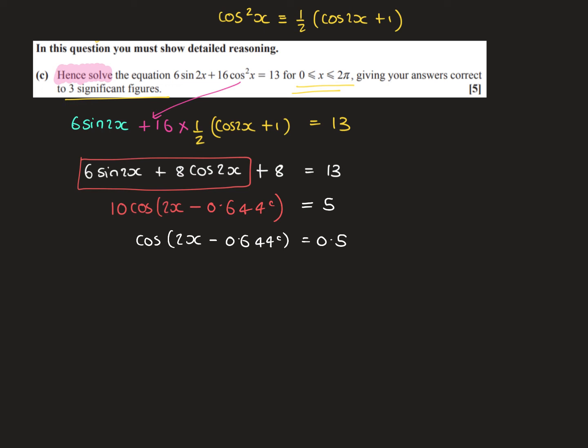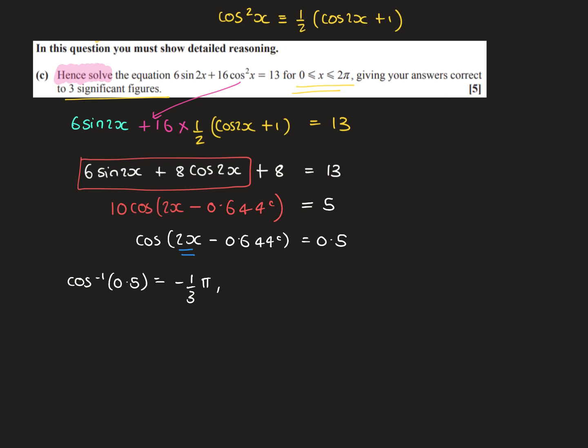Now, note that there is a 2x here, which means ultimately answers will be divided by 2, and this doubles the frequency, so we're going to have 4 answers potentially rather than just 2 answers. So I'm going to find all the answers that fall within range. So we're going to do cos to the minus 1 of 0.5, and we're going to get all of the values. So the first value that comes up on the calculator is of course 1/3 of pi. But minus 1/3 of pi would also work.